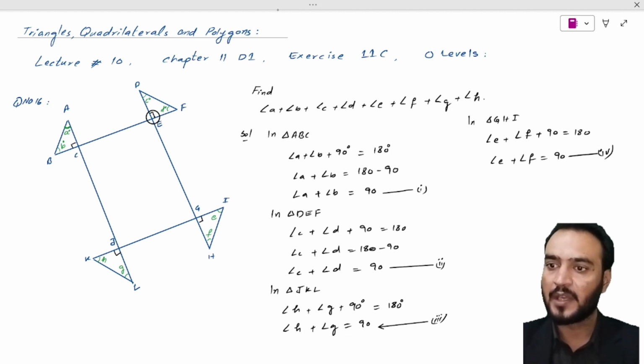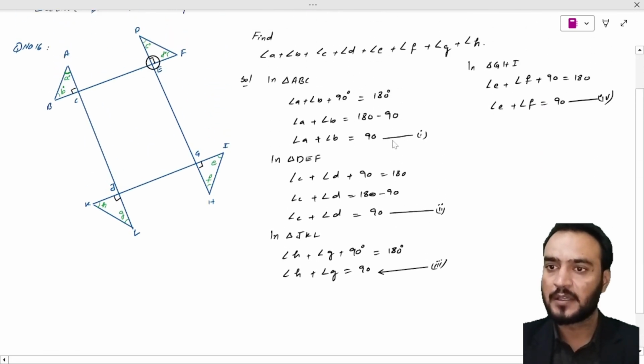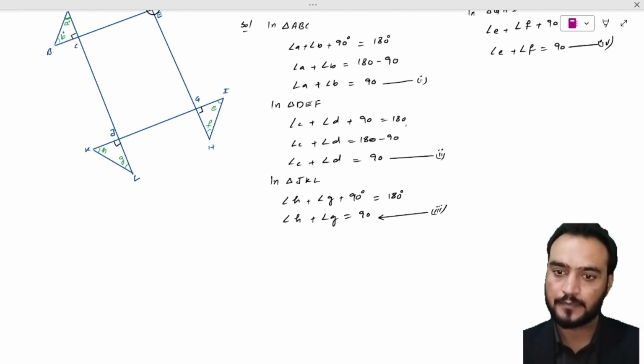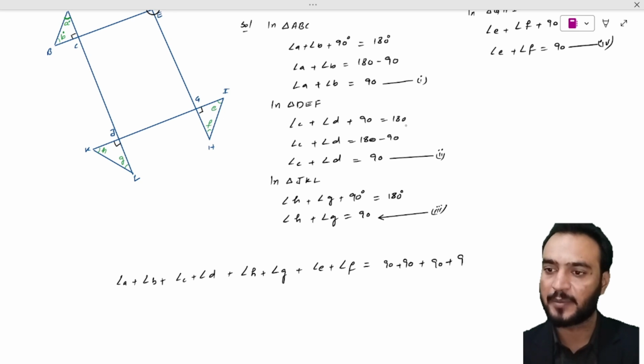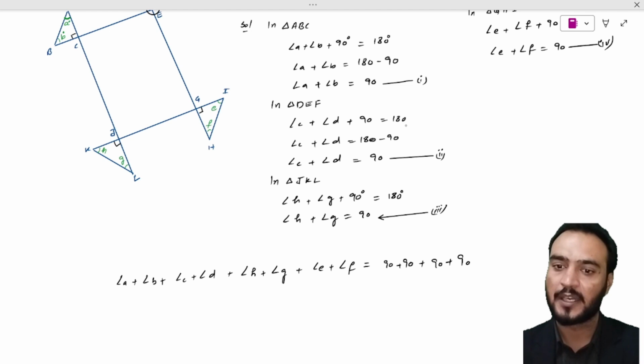Now we add all the four equations. Equation 1 is angle A plus angle B, and the left side of equation 2 is angle C plus angle D, and the left side of equation 3 is angle H plus angle G, and the left side of equation 4 is angle E plus angle F. This is equal to 90 plus 90 plus 90 plus 90, because the right side of all the four equations is 90 degrees.